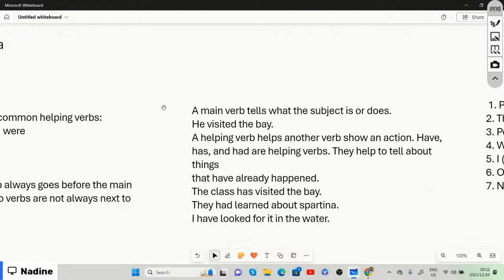So the main verb basically tells what the subject is or what the subject does, all right? And that's the main verb. The main verb shows us that exact action. It tells us either what the subject is or what the subject does. That's the main verb.